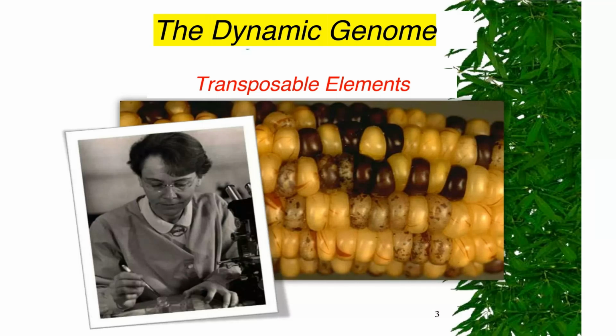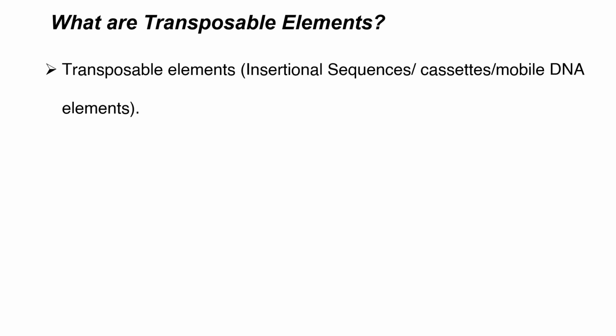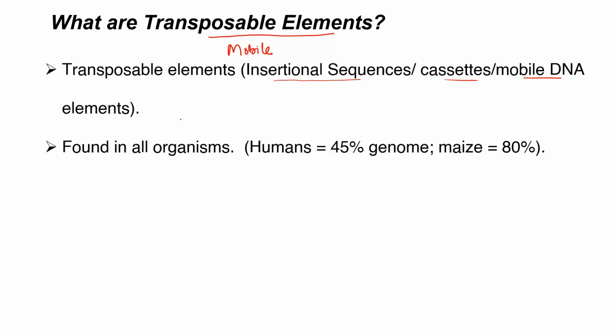Today in this video, we'll be talking about transposable elements, or the dynamic genome. So we will be starting with the question itself: what are transposable elements? Transposable elements are segments in the DNA which are able to move from one place to another. That is, these are mobile sequences present in organisms. These transposable elements are also called insertional sequences or IS, or even mobile DNA elements.